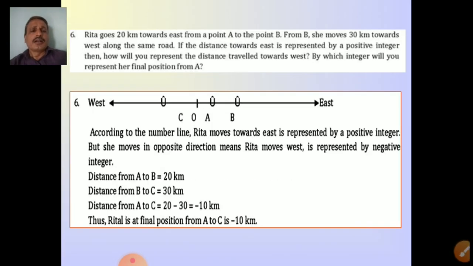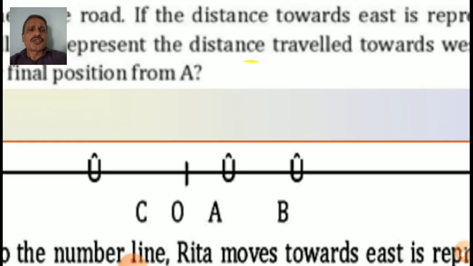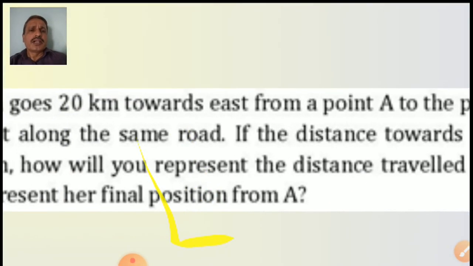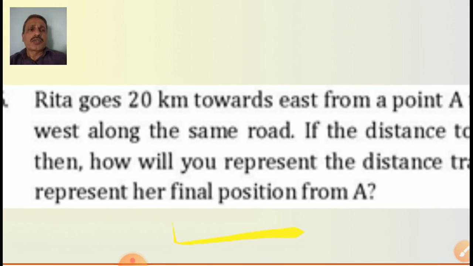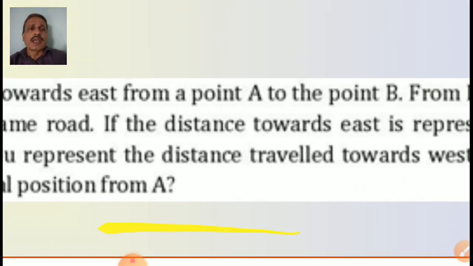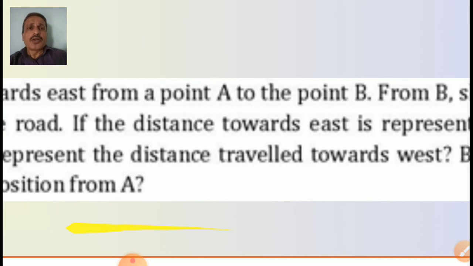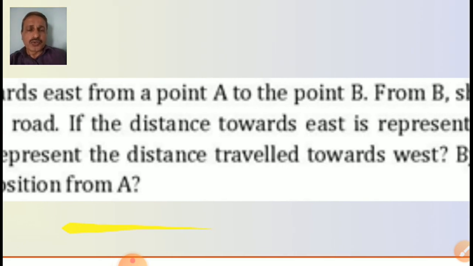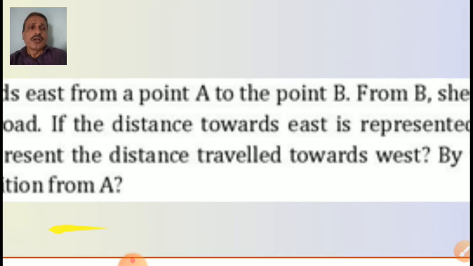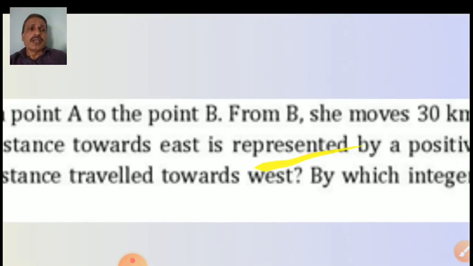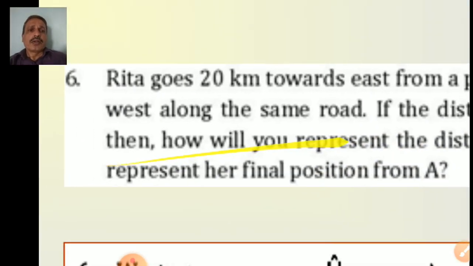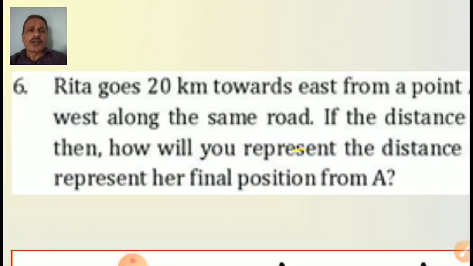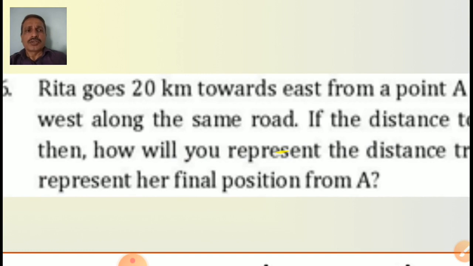Now look at the 6th question. Question number 6 is also very interesting. Rita goes 20 km towards east from point A to point B. East, west, north and south. You know the directions. From B, she moves 30 km towards west along the same road. First east, then west, the opposite direction.